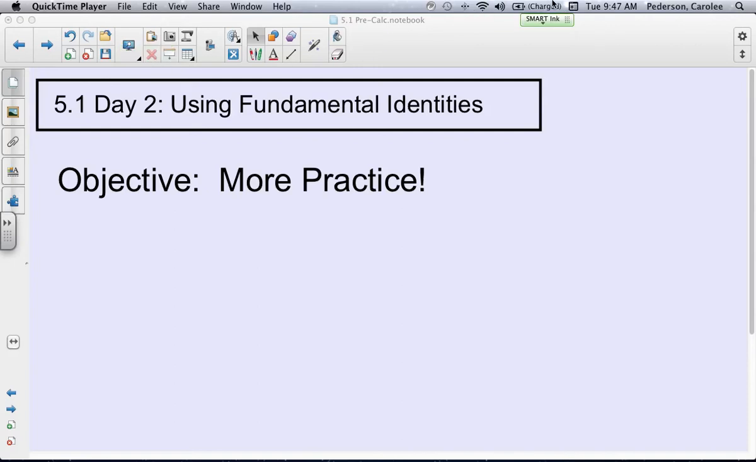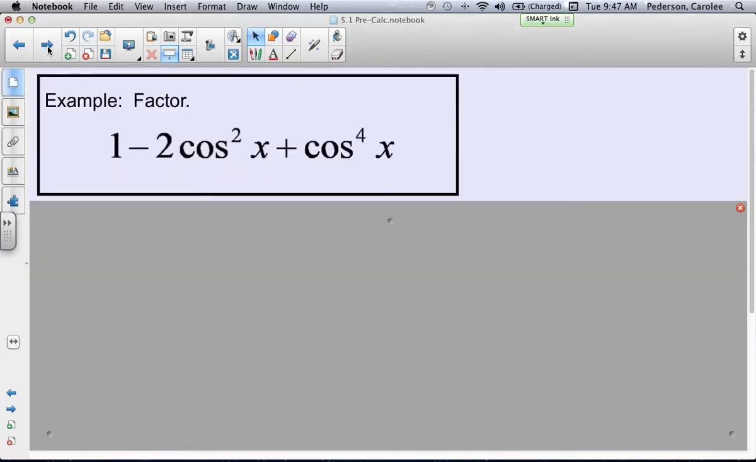It's 5.1, day 2, using the fundamental identities. We're going to just practice some more of the simplifying of expressions. So you want to make sure you have your goal sheet, your formula sheet out. And the first problem that we'll do is we want to simplify this expression down. And the hint is we want to factor it.